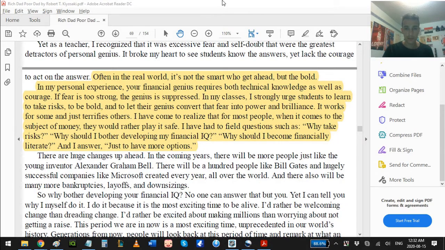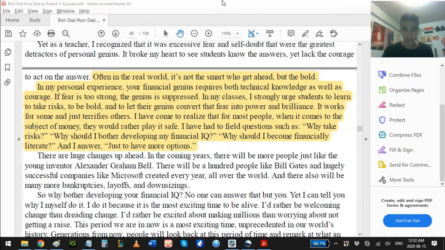So often in the real world, it's not the smart who get ahead, but the bold. In my personal experience, your financial genius requires both technical knowledge as well as courage. If fear is too strong, the genius is suppressed. In my classes, I strongly urge students to learn to take risks, to be bold, and to let their genius convert that fear into power and brilliance. It works for some and just terrifies others.